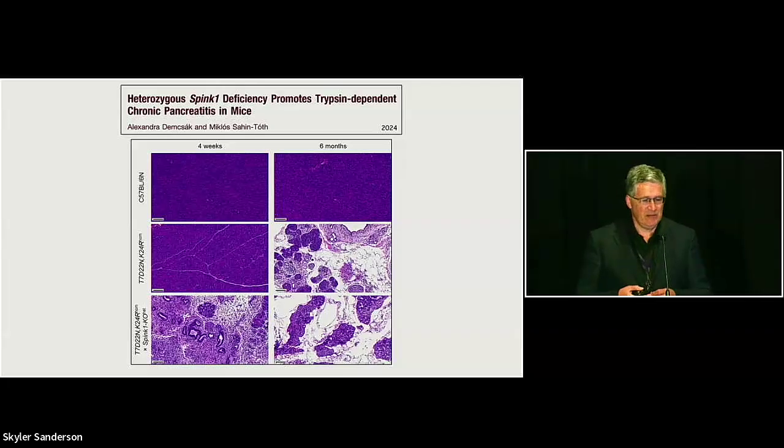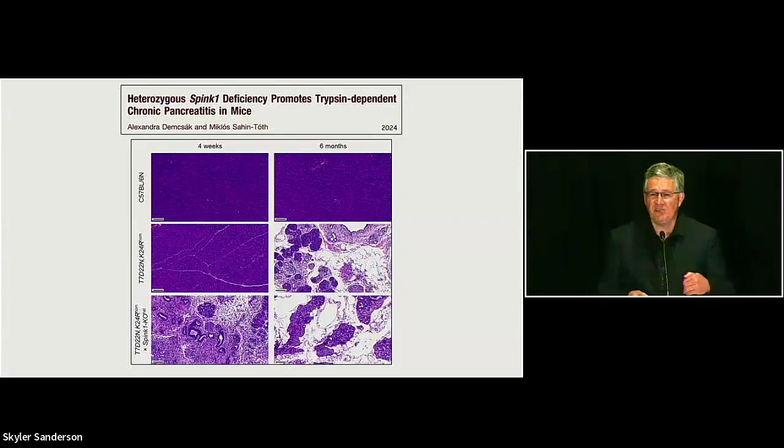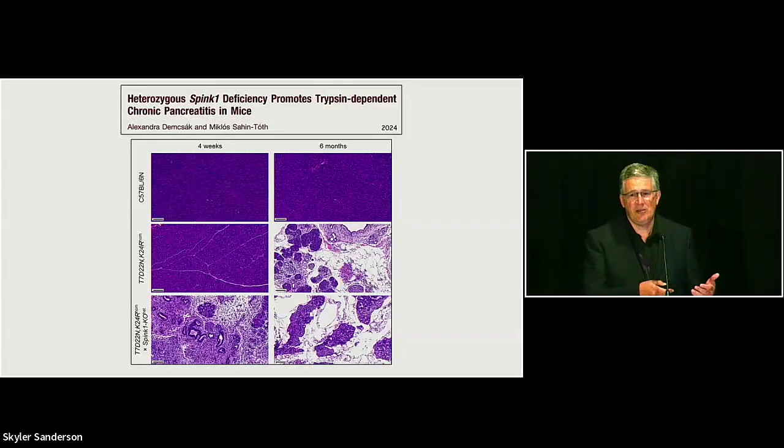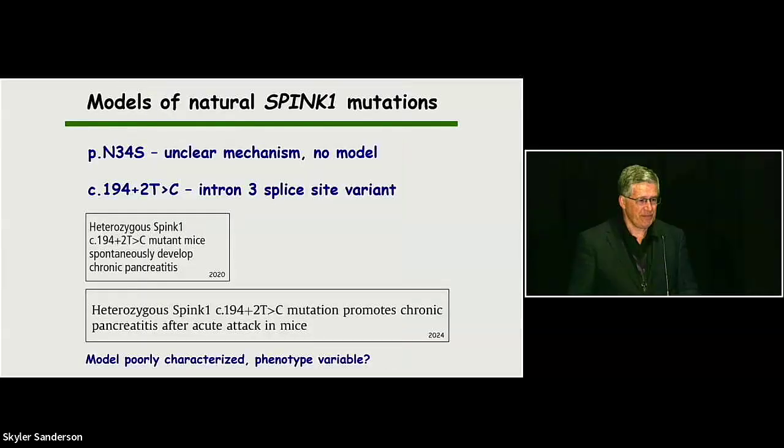And what these histology slides show you is that if you take a trypsin mutant model, which is the middle section, the model develops spontaneous pancreatitis by 6 months. But if you take away half of the trypsin inhibitor, then you see spontaneous pancreatitis by 4 weeks. So in the setting of a trypsin-dependent disease, the lack of the trypsin inhibitor accelerates pancreatitis.